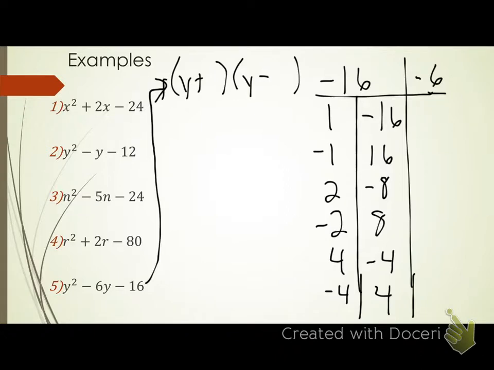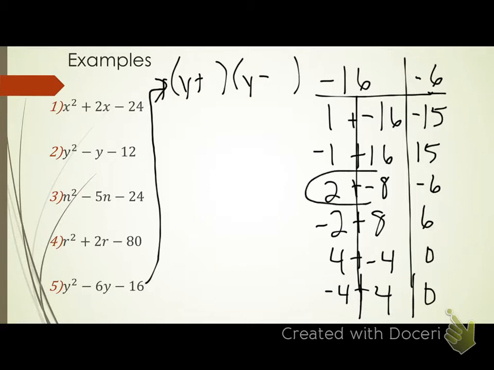That is it. What's 1 plus negative 16? Negative 15. Positive 15. 2 plus negative 8? Negative 6. Positive 6. And then over here I get 0 and 0. So which two numbers are they? Positive 2, negative 8. Go ahead and circle it.